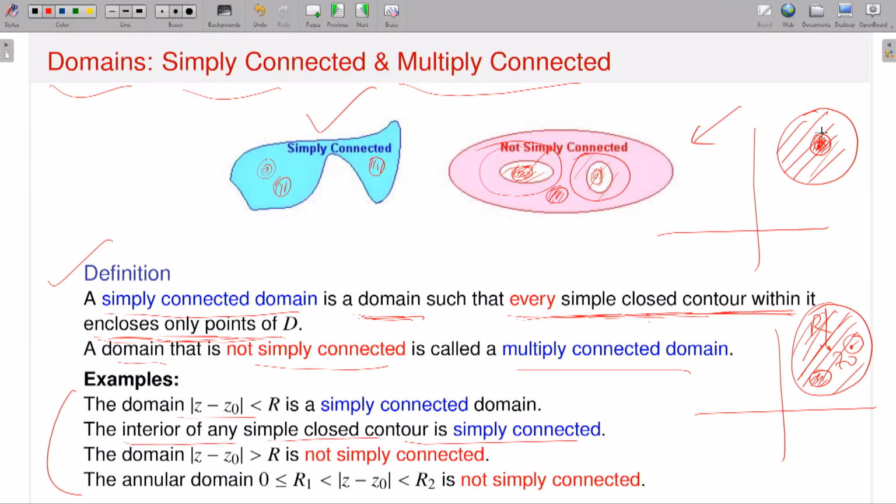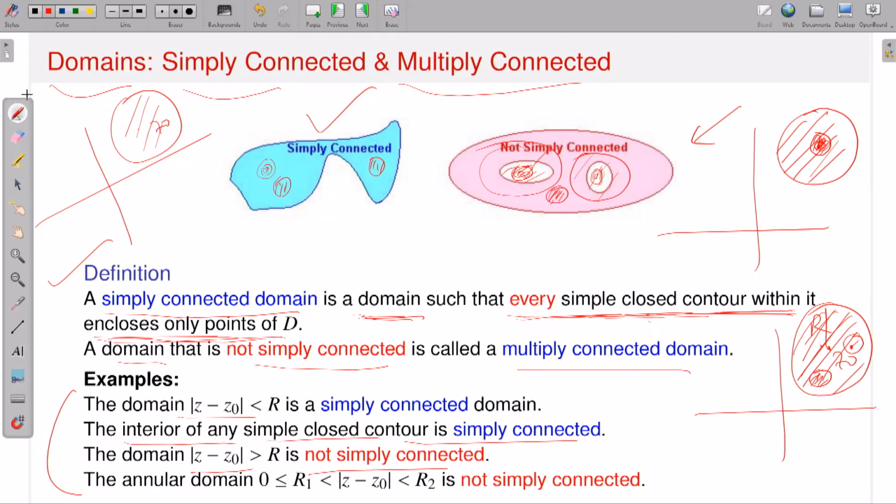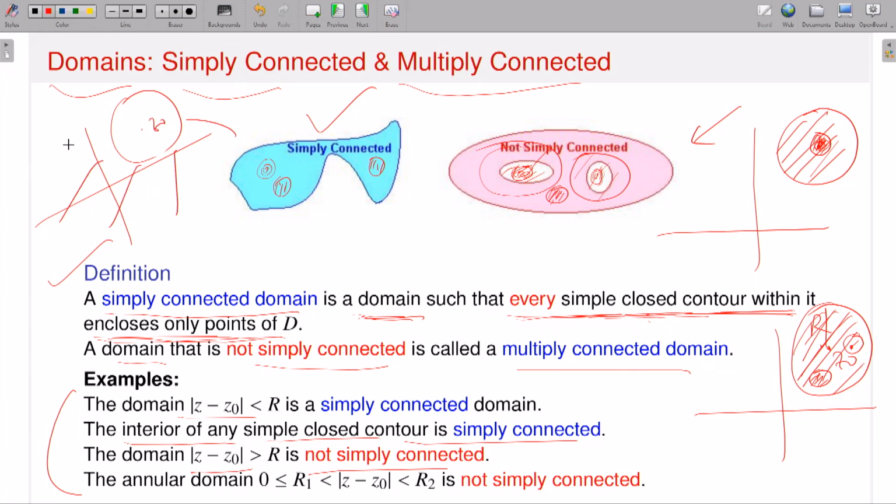Okay, but which domain is not simply connected? |z − z0| > R. If I draw a picture, this is my z0, and this is the portion |z − z0| < R. What is the complement? The domain is this one, this is my z0, so this is the domain greater than R. That means you have the whole complex plane, but there is a hole.